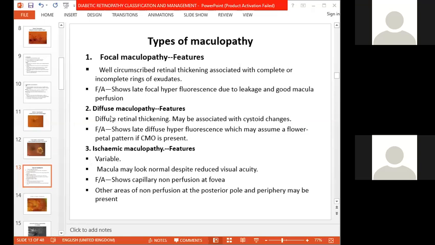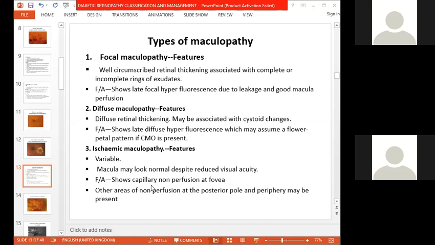Diffuse maculopathy, ischemic maculopathy. Features are variable, but the macula may look normal despite reduced visual acuity. It's the fluorescein angiography which will show non-perfusion. Fluorescein angiography is what tells you this is ischemia, which means blood is not reaching the macular area.